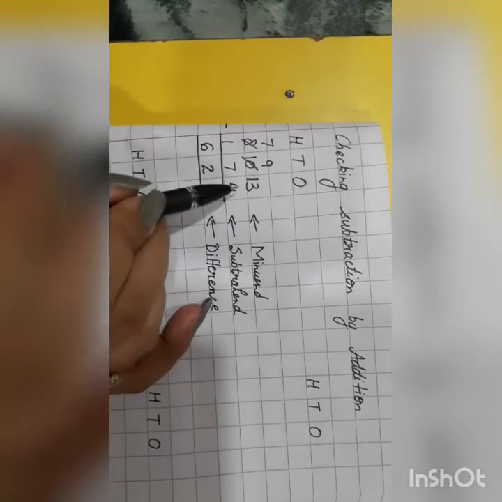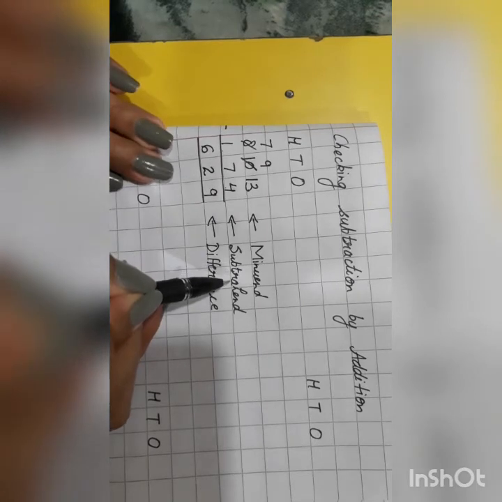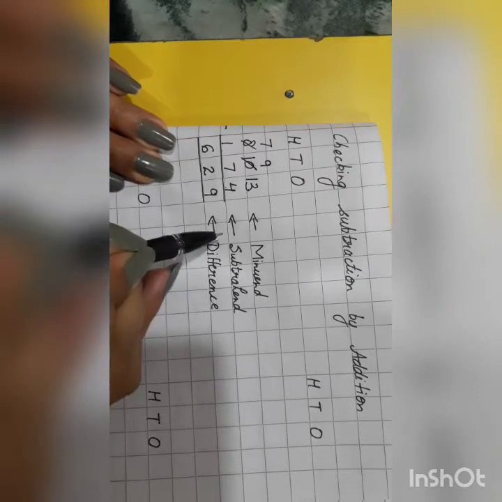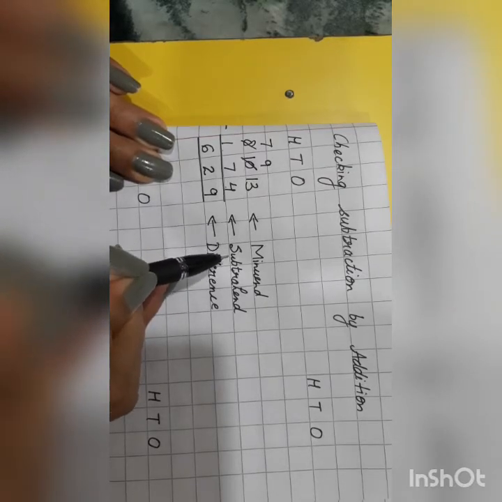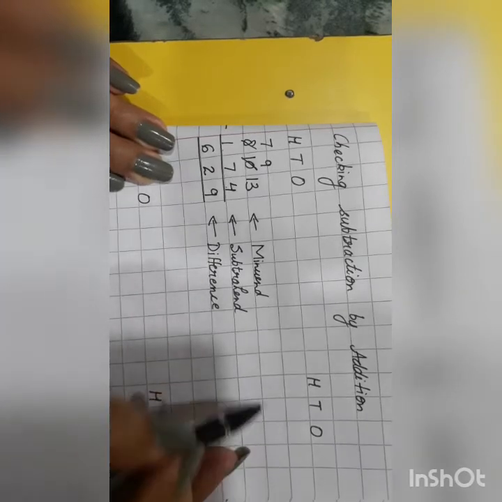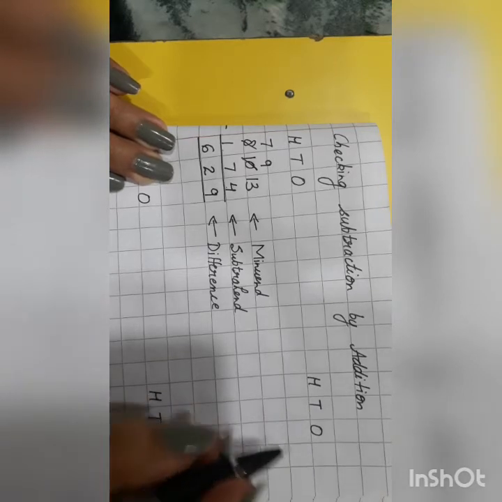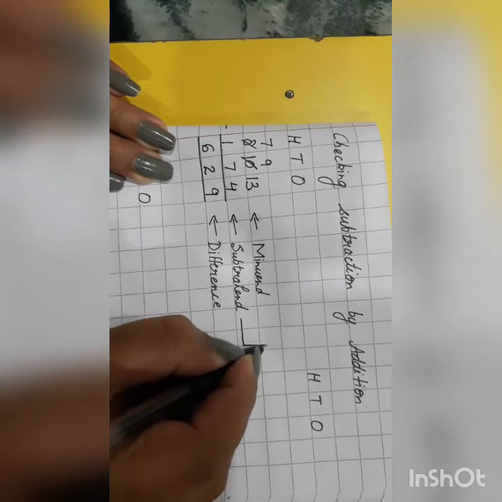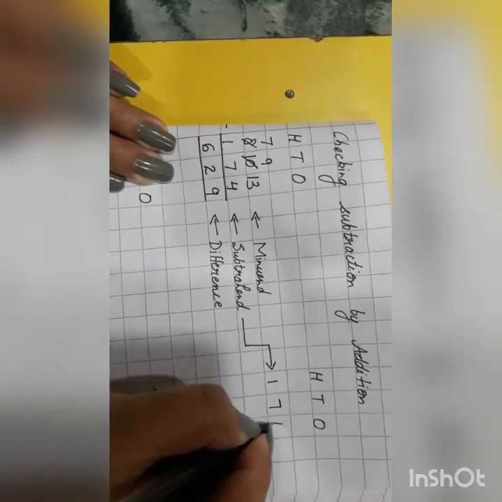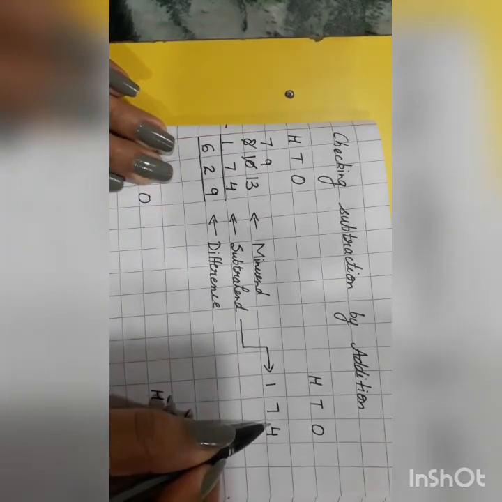So you can see 803 is the minuend, 174 is the subtrahend, and 629 is the difference. Okay. Now by addition we can tally our answer. How? What do you have to do? First, which number will you write here? The first number should be the subtrahend. And the subtrahend is 174. Yes, you have to write the subtrahend in the first position.